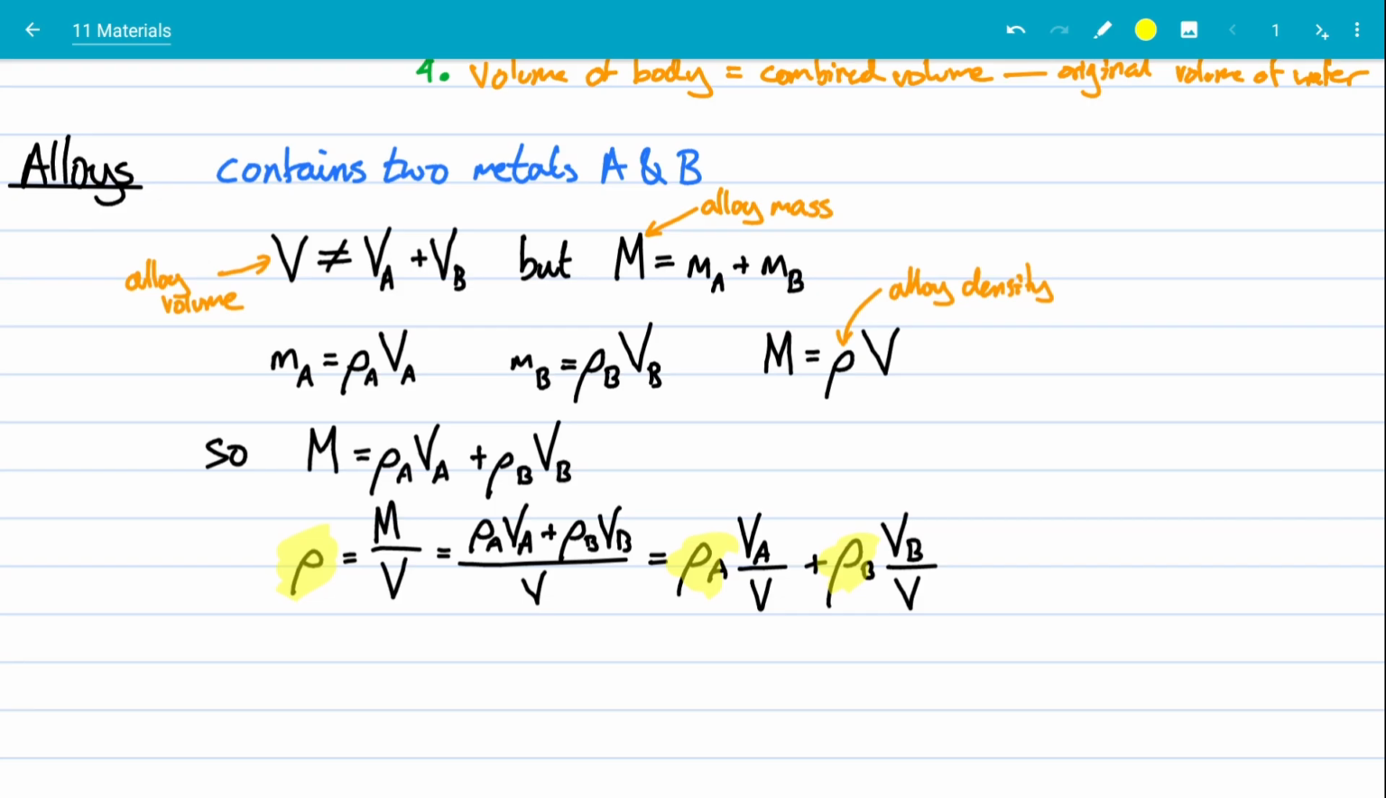So it's not too tricky to work with alloys. You just have to remember that the volume doesn't add together necessarily, but the mass does. And then everything else just follows from the maths after that.